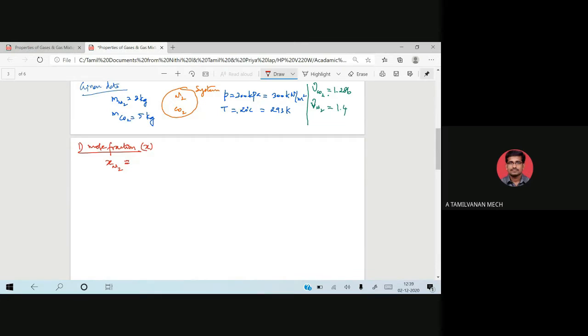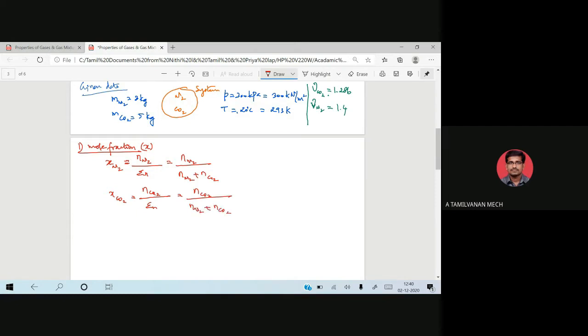Mole fraction is the number of moles of nitrogen divided by the summation of the total number of moles. It can be written as N of N2 divided by N of N2 plus N of CO2, since we have two types of gas. Similarly, the mole fraction of CO2 is N of CO2 divided by N of N2 plus N of CO2.